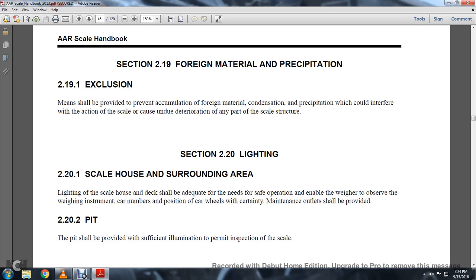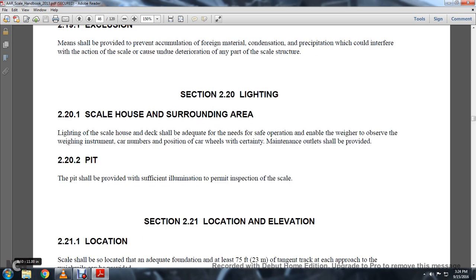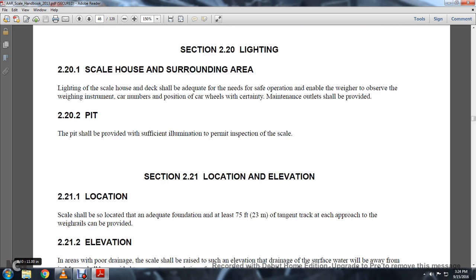Section 220, lighting. The scale housing and the surrounding area, the lighting of the scale housing and the deck, shall be adequate for safe operation and enable the weigher to observe the weighing instrument, car number, and the position of the car wheels. Maintenance outlets should be provided. 220.2, the pit should be provided with sufficient illumination to permit inspection of the scale.